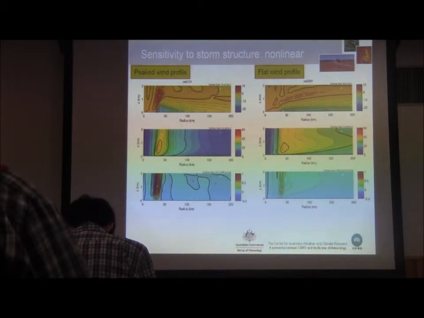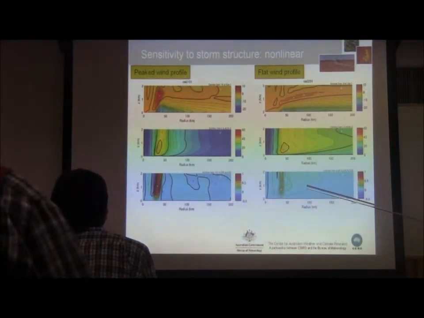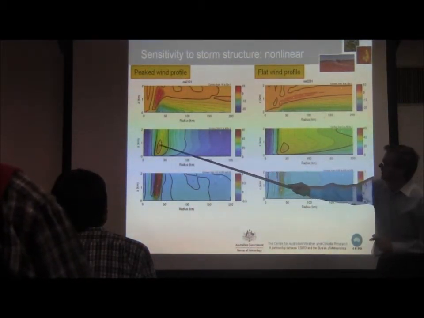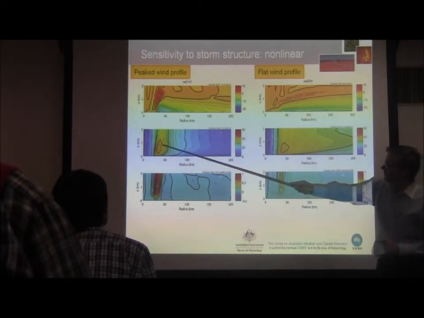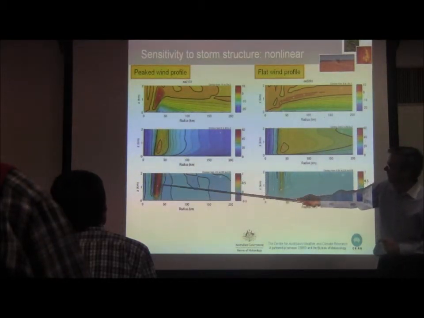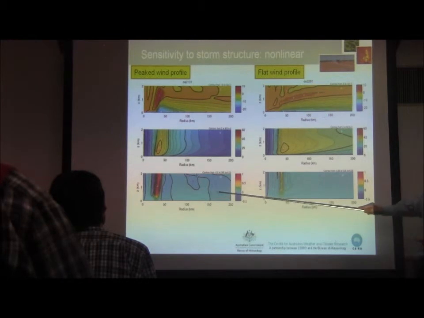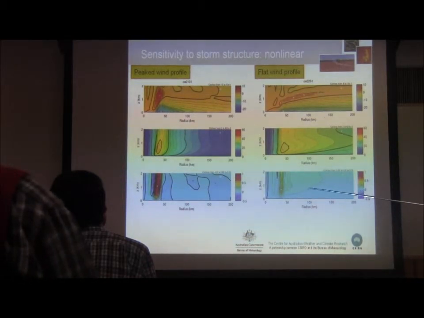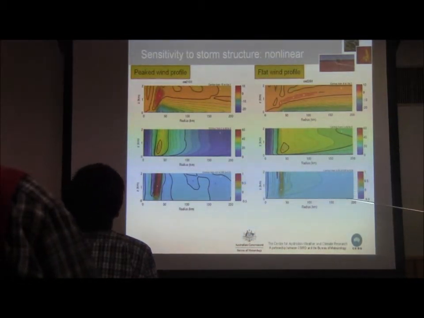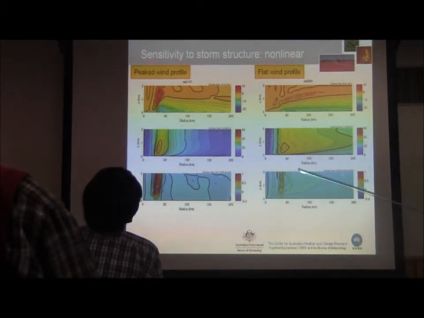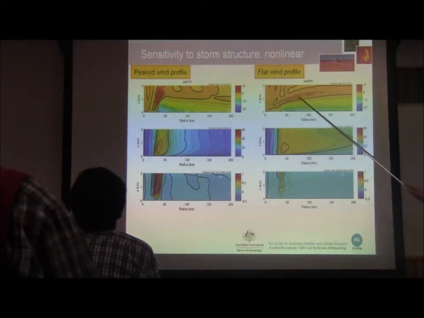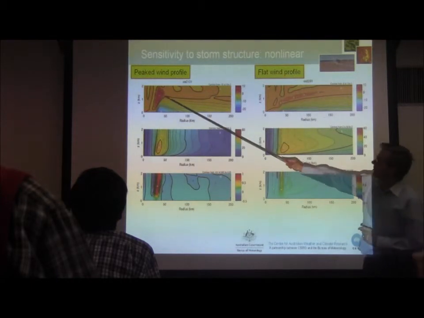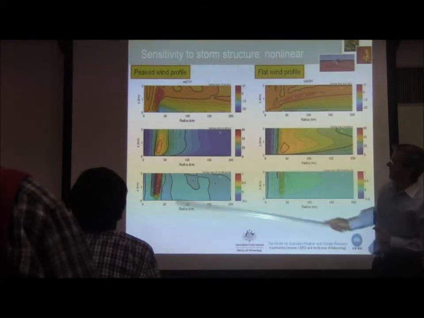If we look at radius-height sections of them, we can see this one is a relatively small storm, peaked wind profile, very strong updraft, essentially zero updraft at larger radius, whereas this one we have a weak updraft, but we have a broad area of ascent coming out to large radius. This one has a weak outflow aloft, whereas this one has a relatively strong concentrated outflow aloft.